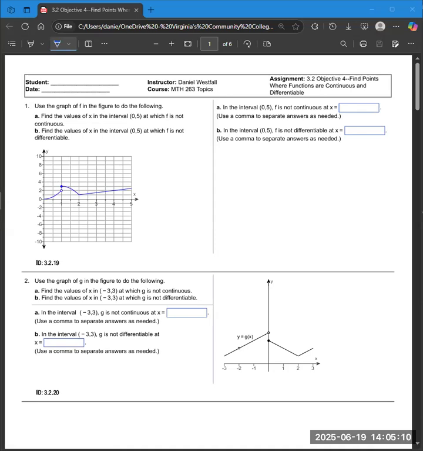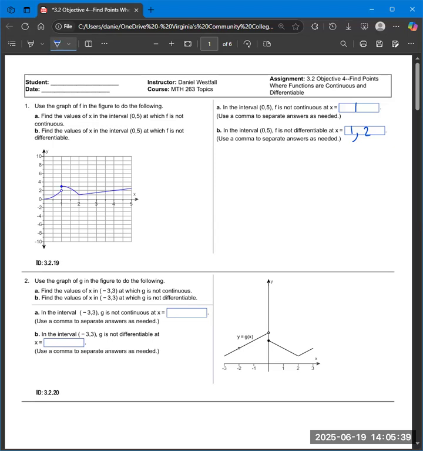So in the interval of 0 to 5 shown on this graph here, f is not continuous at x equals 1, where that jump is. It's continuous everywhere else. In the interval of 0 to 5, f is not differentiable at 1, where it's discontinuous. Also, it's not differentiable at 2, where that sharp corner is. Let's go ahead and continue here.